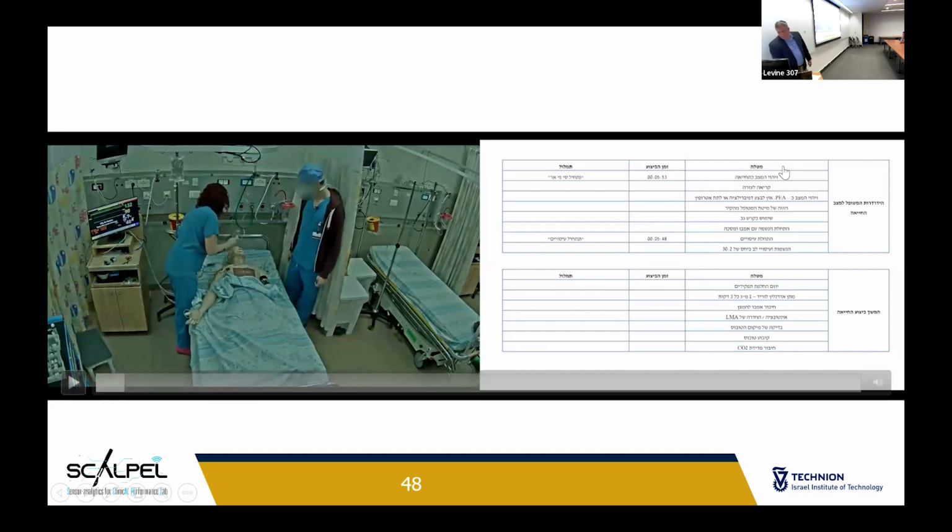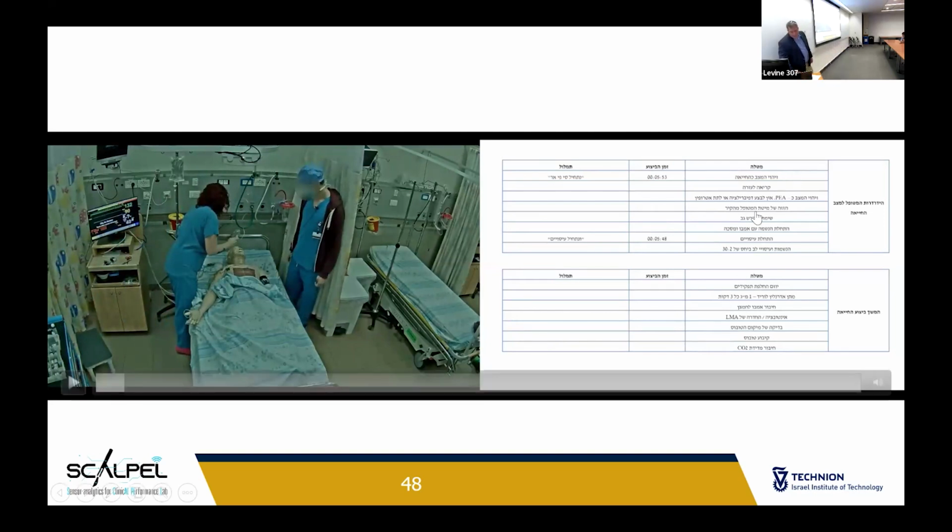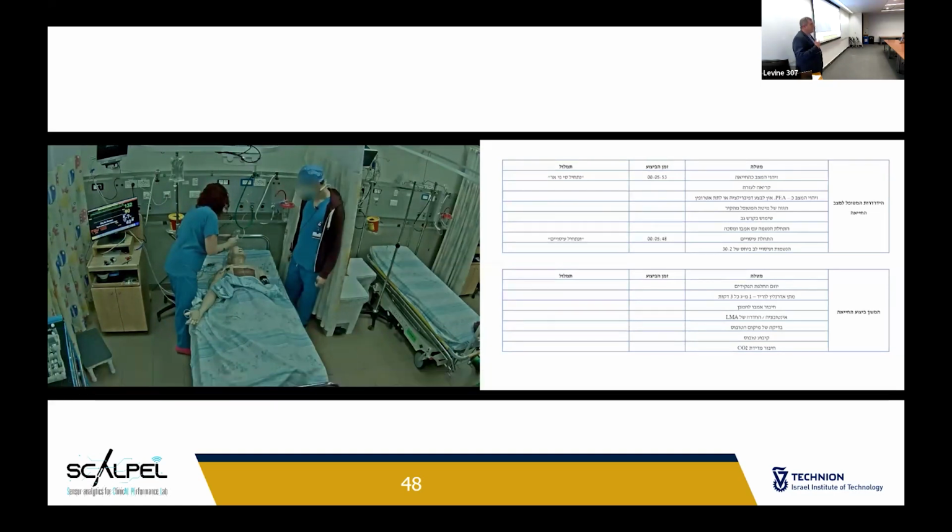So what you can see here, this is a checklist that the experienced anesthesiologist judging them has to fill up while they're judging them. And what we did is we automatically transcribe what they're saying, and we compare the text, and we have several ways of comparing the text of what they're saying to what's required in the checklist.